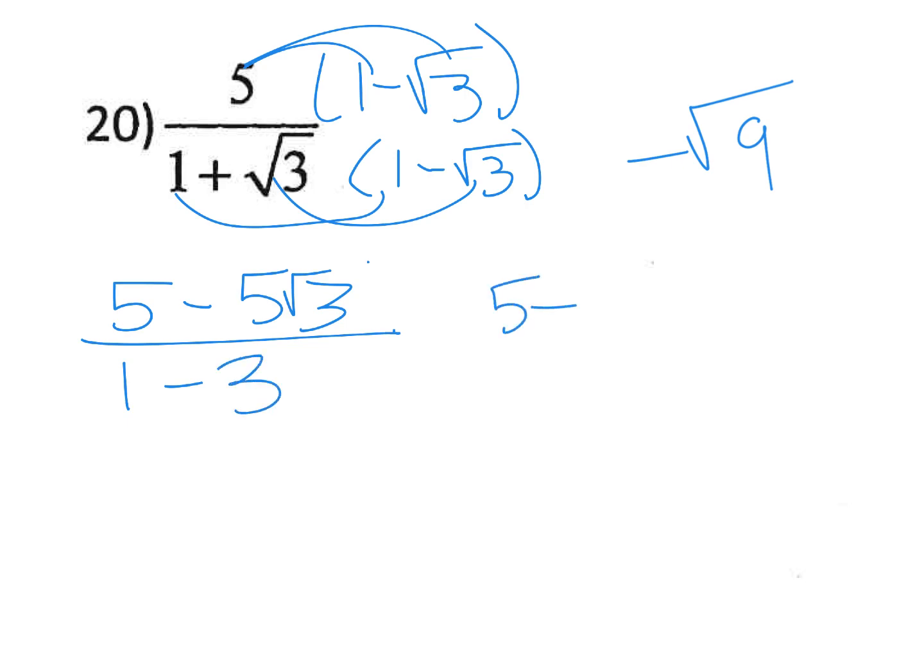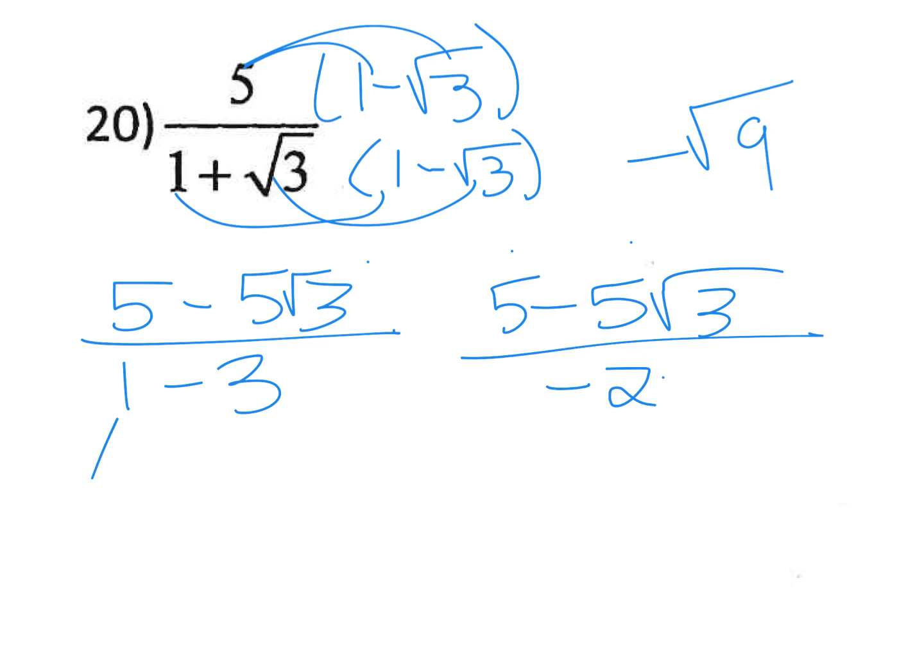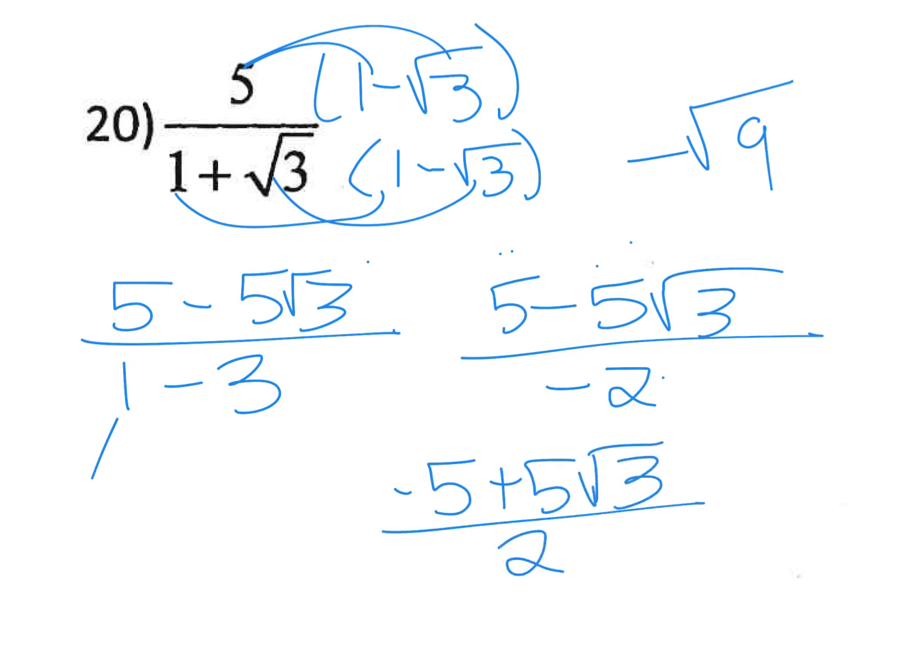All right, so I have 5 minus 5 radical 3, and I'm going to go ahead and math this part and say 1 minus 3 is going to give me negative 2. And I'm going to look to see if I can reduce the outside numbers, and because I have a 5 and a 5 and a 2, I can't reduce those. But I see that I have a negative in my denominator, or my bottom answer, so I am going to change all the signs of everything. So this positive 5 becomes a negative 5. This negative 5 becomes a plus 5 radical 3. And the bottom becomes a positive 2.